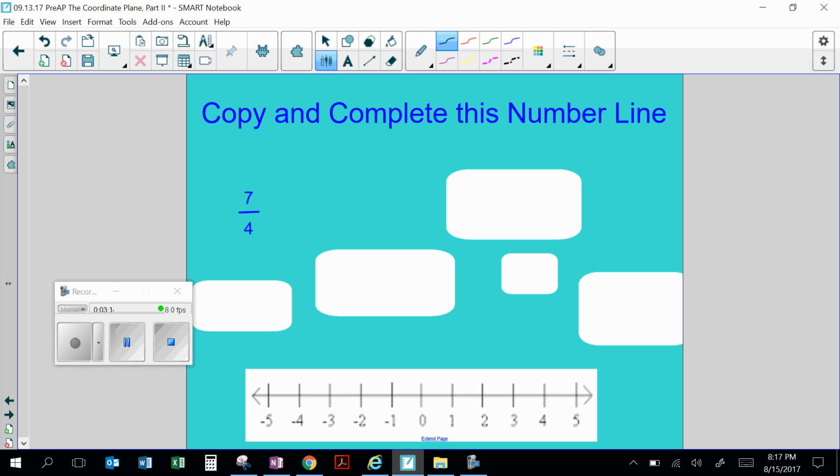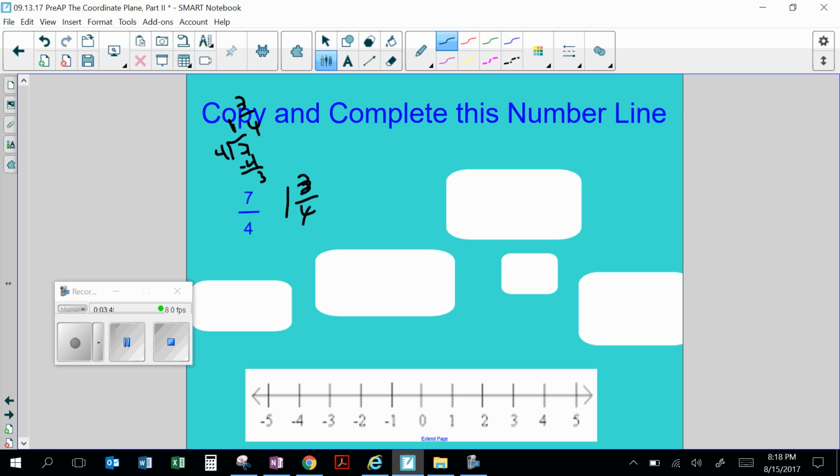Do I want to turn this into a mixed number, because it is an improper fraction? Or do I want to turn it into a decimal? I want to turn it into a mixed number. Can 4 go in 7? Yes, 1 time. What do you have left over? 3. 1 and 3/4. You might say, what did you just do? I divided in my head. I have 7. I'm dividing into 4 parts. Can 4 go in 7? 1 time. I have 3 left over. 1 and 3/4.